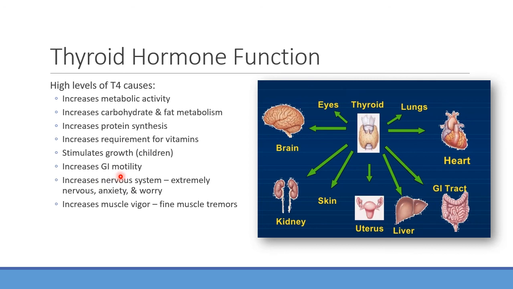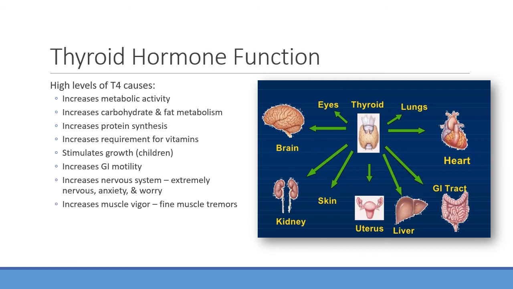Increased GI motility, which may manifest as what? Diarrhea might be one of the big things. If you have someone developing diarrhea and they have all these other symptoms, that could clue you into things like hyperthyroidism. They tend to be anxious and worried. They seem really stressed out, and they develop things like hyperreflexia and fine muscle tremors, things like that, right? So these are all things you're going to evaluate in your patient.